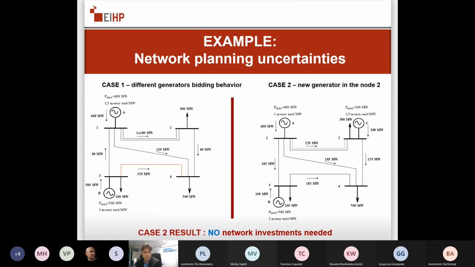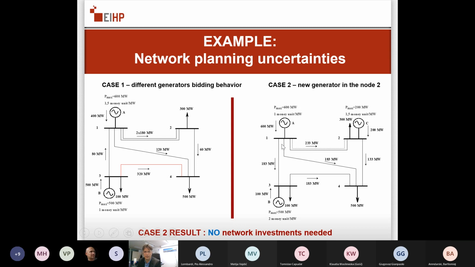But what if here, for example, we have an additional generator constructed in this node here? Then it changes completely. So we don't need any network reinforcement here.